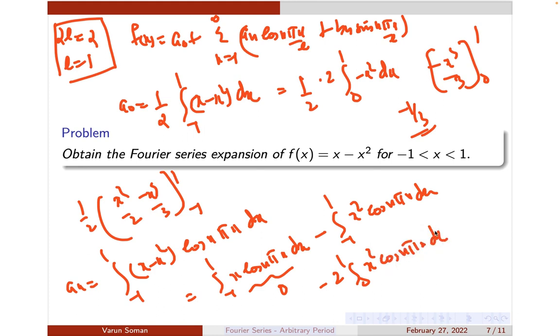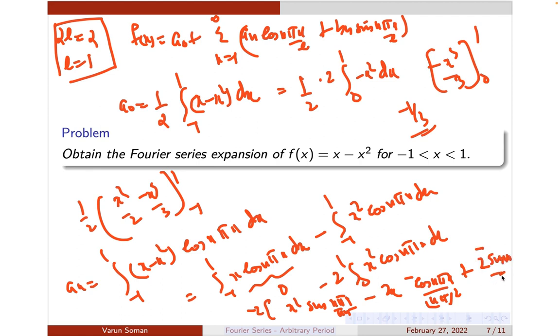Okay, now you can use your integration by parts, that formula. So it will be minus 2 outside, so it will simply become x square into sin n pi x by n pi. Okay, again minus 2x into minus cos n pi x by n pi the whole square. Okay, again plus 2 into minus sin n pi x by n pi the whole cube in the limit 0 to 1. Okay, so just do it and just substitute it.